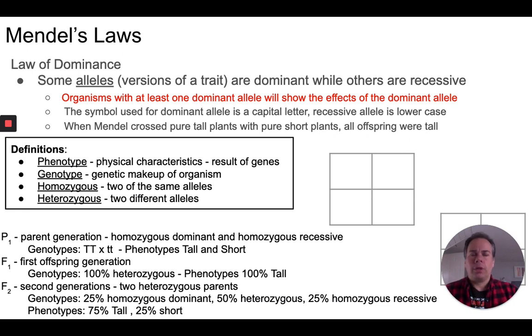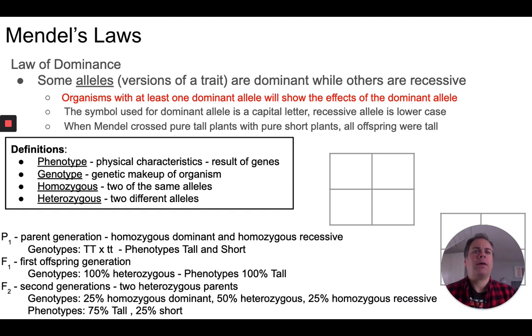So we're going to use this term allele. An allele is just one version of a trait. For example, hair color is a trait. And in our genes, we have alleles that result in brown hair, or blonde hair, or red hair. So different versions of that trait. Blood type: there are several alleles for blood type, several versions of blood type.